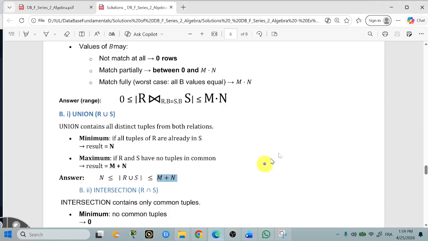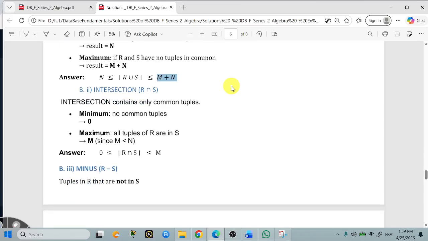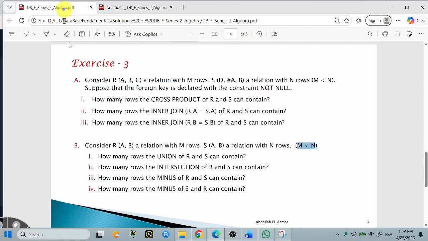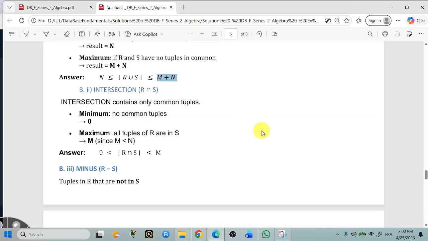The second exercise in part B: how many rows can the intersection of R and S contain? R and S intersection. The minimum is that they don't have any intersection, so the number of rows is 0 tuples.